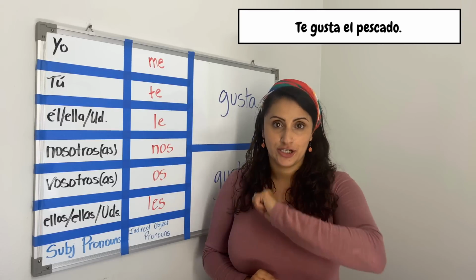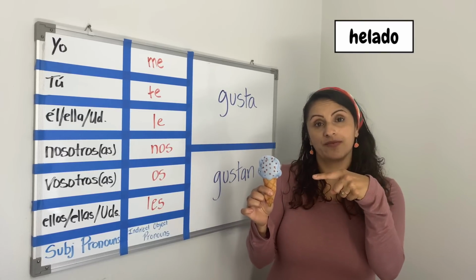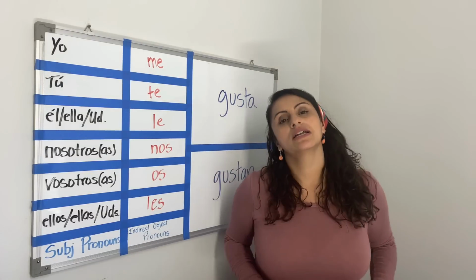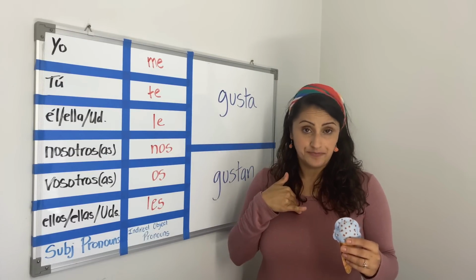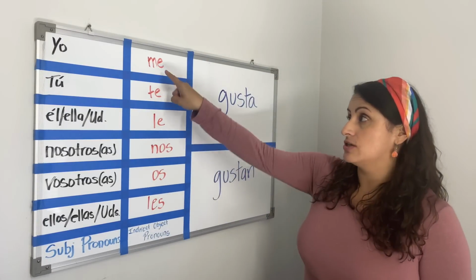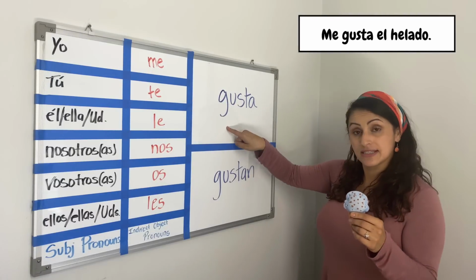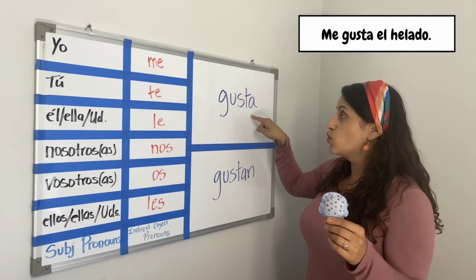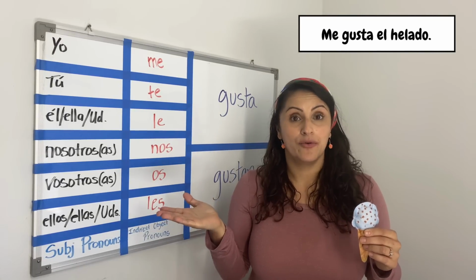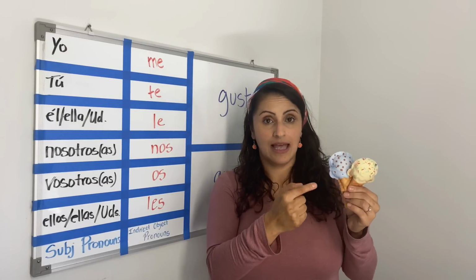So remember in another lesson, we learned the word helado. Let's see how it applies to the verb gustar. Maybe you want to say ice cream is pleasing to me. Or I like ice cream. So I am the one that is receiving the action. Me, how many ice creams? Good, one. So we're going to use the singular form. So me gusta el helado. But now, what if we had two ice creams?